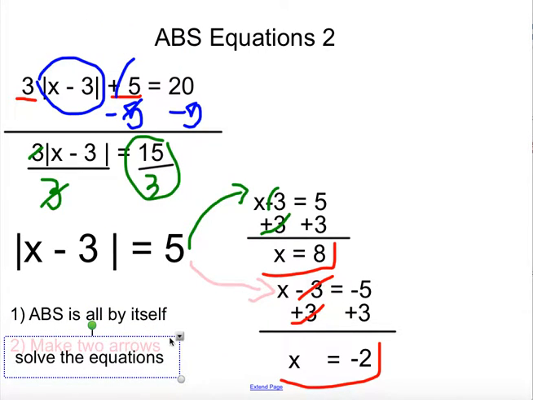Okay guys, for all these steps you would get points. The answers are the last thing that I'm looking for. I look for, did you isolate the absolute value by itself? Did you try to eliminate those numbers? Did you make two arrows? This is really important. And did you do your best to solve the equation or not?